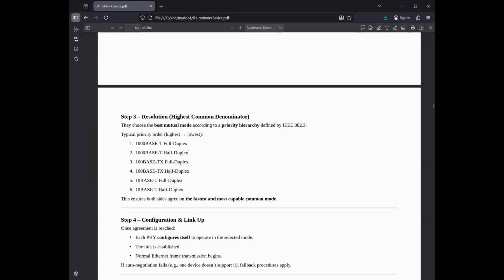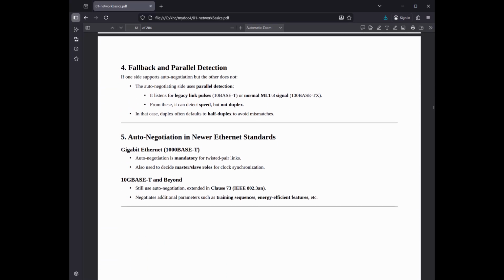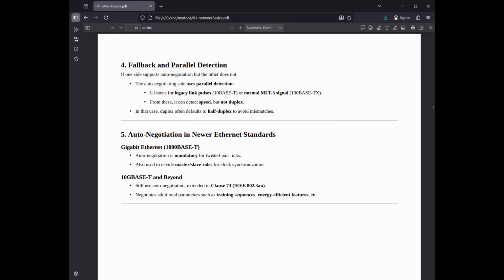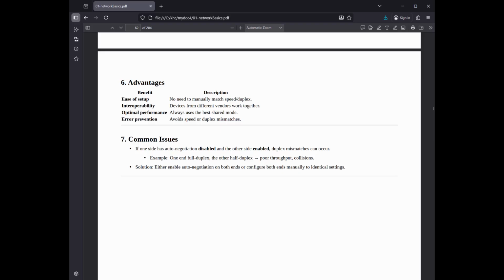Master/slave timing: for gigabit Ethernet and faster standards, it is essential for negotiating which device controls the link clock, master, and which synchronizes to it, slave. Support for advanced features: negotiates optional features like IEEE 802.3x flow control and Energy-Efficient Ethernet, EEE. Mandatory for modern Ethernet: required for all speeds 1 Gbps and above over copper twisted pair cabling for the link to function correctly.